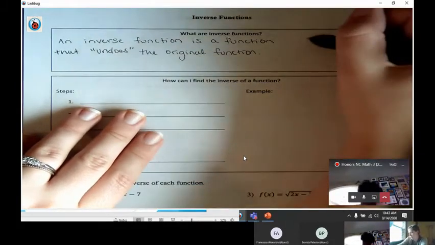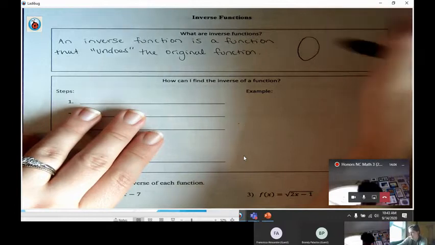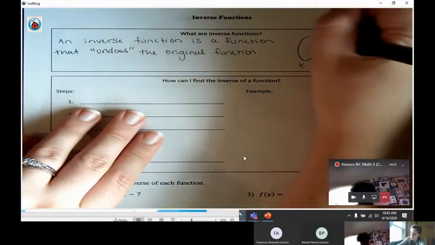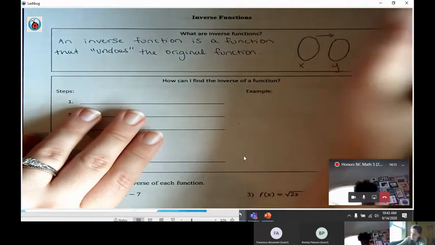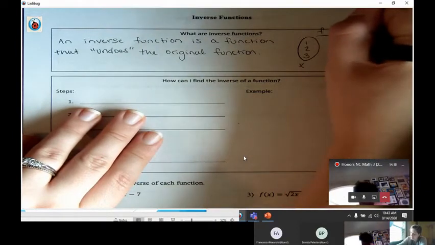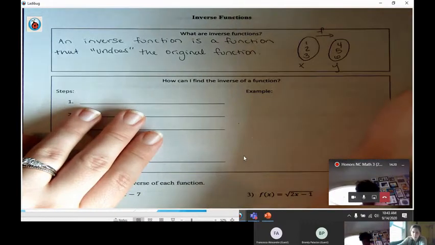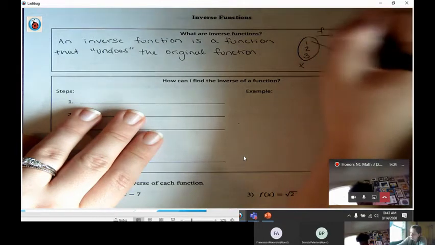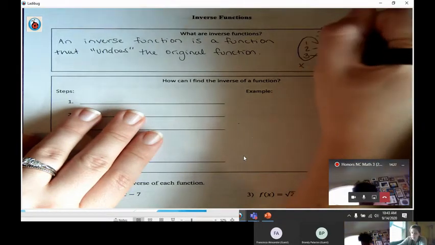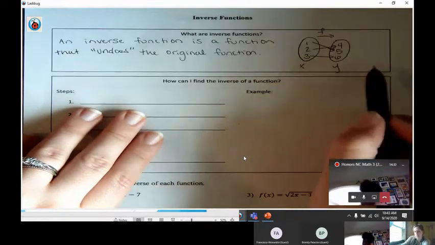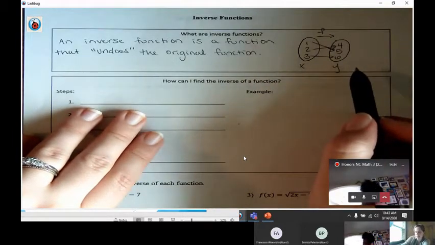So while you're writing that down, I'm going to draw out a little map of a function. So I might have my x values and my y values. F is going to go from x to y. Maybe we have 1, 2, and 3, and then 4, 5, and 6. And so maybe 1 goes to 5, 2 goes to 4, and 3 goes to 6. So F has arrows that are going to go directly across from left to right.